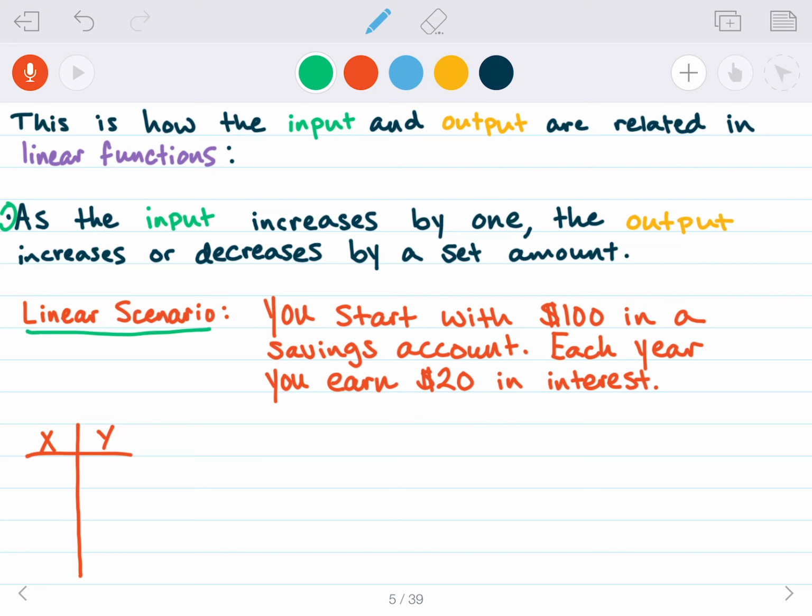So we start with $100 in a savings account, and each year we earn $20 in interest. So let's make a table. First of all, we need to choose our independent variable and our dependent variable. Well, here is a pro tip: 99% of the time, your time is going to be your independent variable.